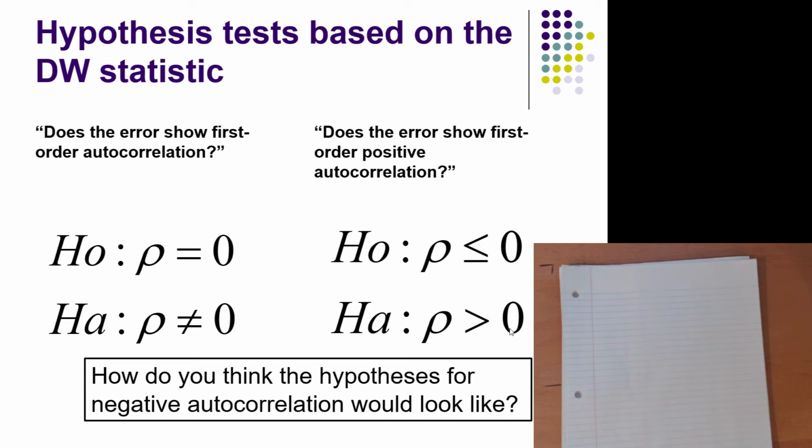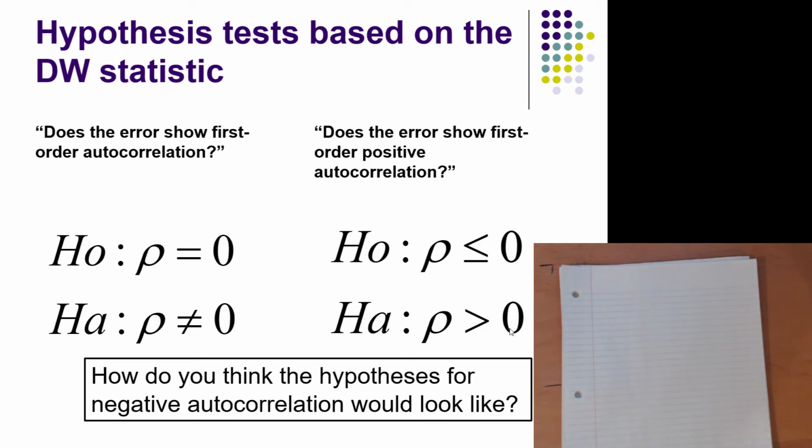Negative autocorrelation, does the error show first order negative auto? Well, then HA would be that rho is a negative number. So rho less than 0 versus H0 being the opposite, rho is greater than or equal to 0. And so we have all three versions of this test. And those are basically the three types of questions that you'd see.